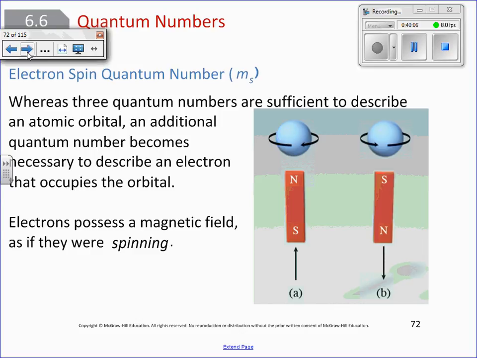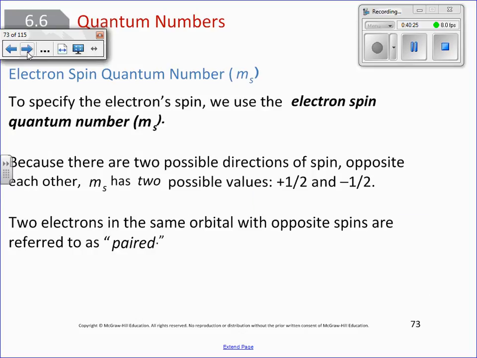Well, it turns out electrons possess a magnetic field as if they were spinning. So to specify the electron spin, we use what's called the electron spin quantum number, m sub s. Two possible values, +1/2, -1/2. So if we're in the same orbital with opposite signs, they're called paired electrons.